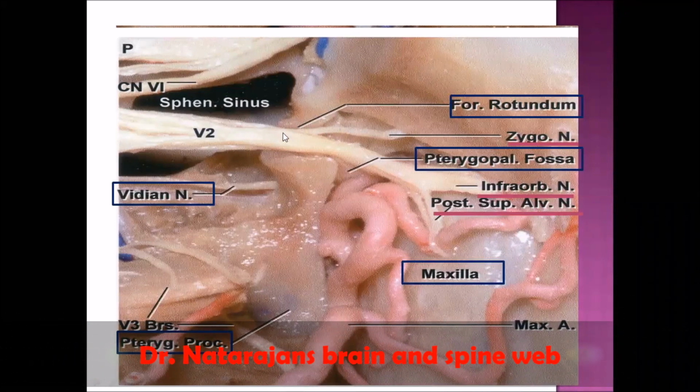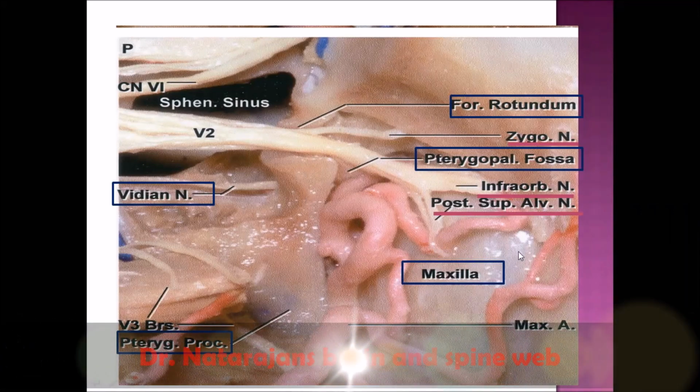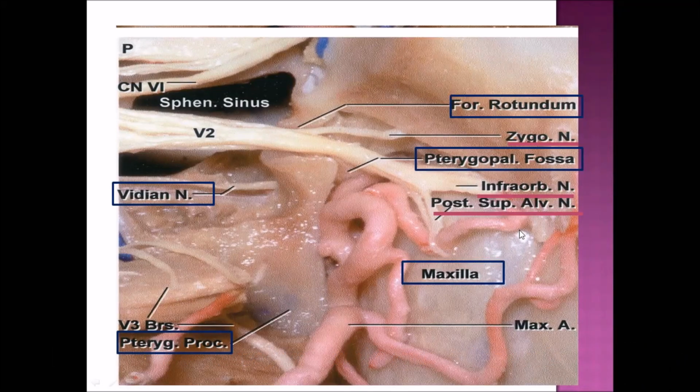The foramen rotundum gives division as the zygomatic nerve, the infraorbital nerve, and the posterior superior alveolar nerve. So these branches or divisions occur within the pterygopalatine fossa. This is usually the pterygopalatine fossa. It is between the pterygoid process and the maxilla, the posterior surface of the maxilla. So between these is the pterygopalatine fossa.